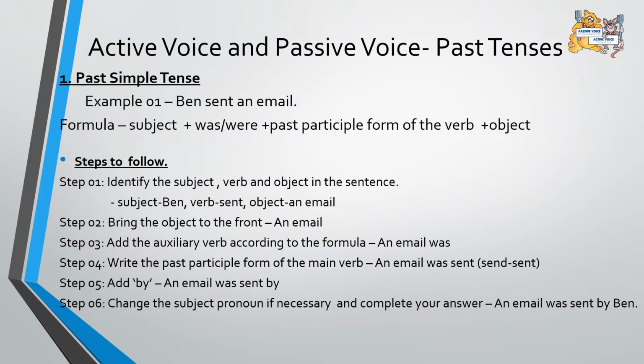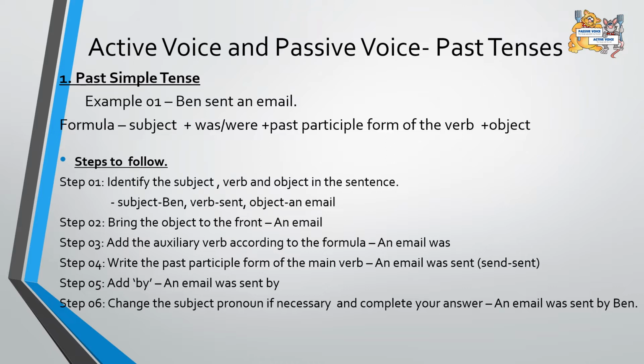Students, let's talk about the sentences in past simple tense. The example is Ben sent an email. The passive voice formula of past simple tense is subject plus was/were plus the past participle form of the main verb plus the object. Now let's follow these easy steps.